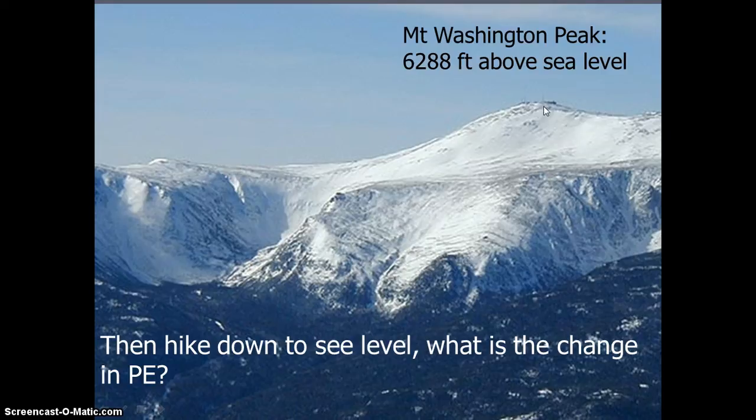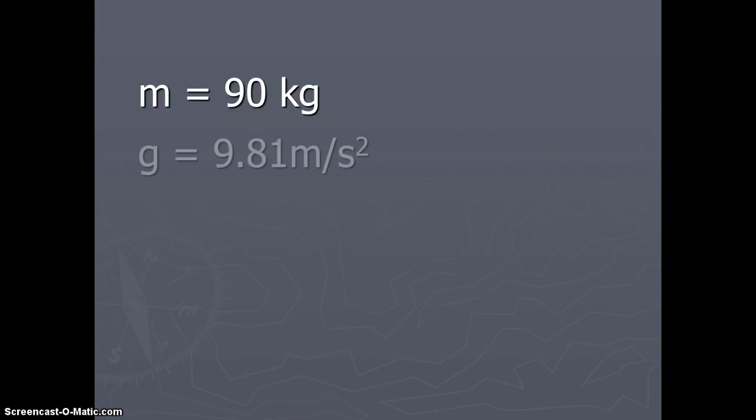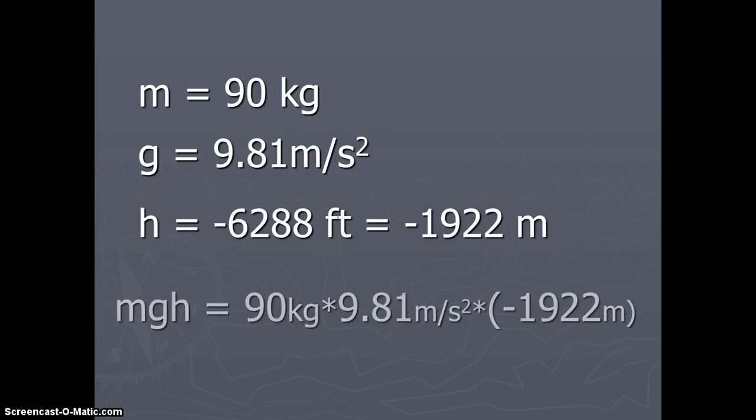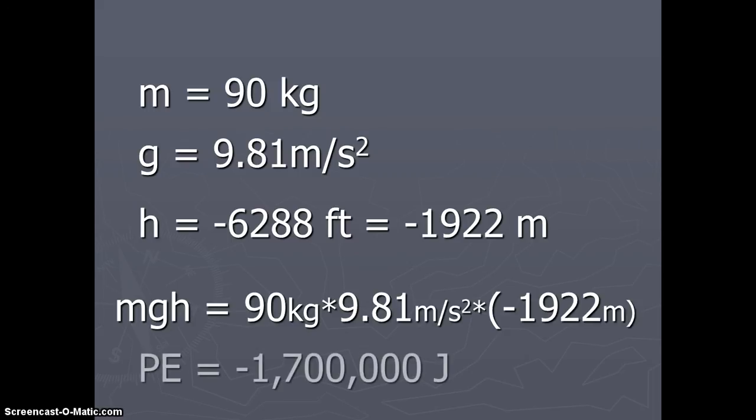What if we were to go from the peak all the way down to sea level? Now we're going to call sea level our 0. So mass times g, this time hiking down, is a negative quantity. Our height is going from the peak down to sea level, which is negative 1,922 meters. We multiply those quantities together and you have a negative potential energy change of 1.7 million joules.